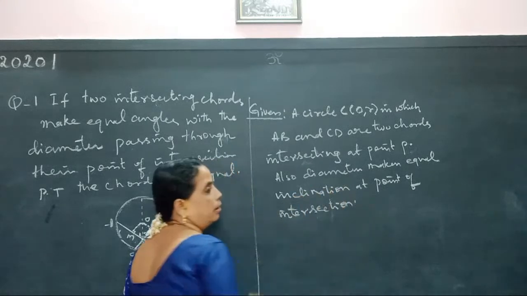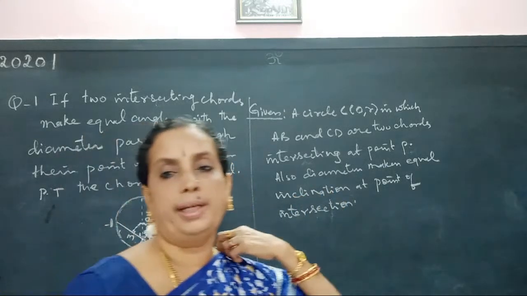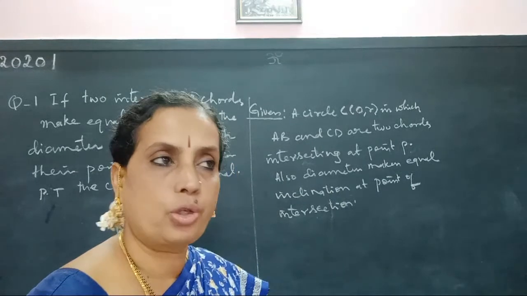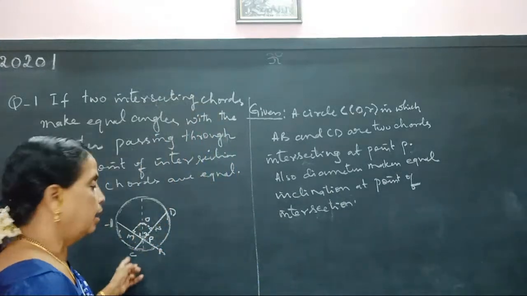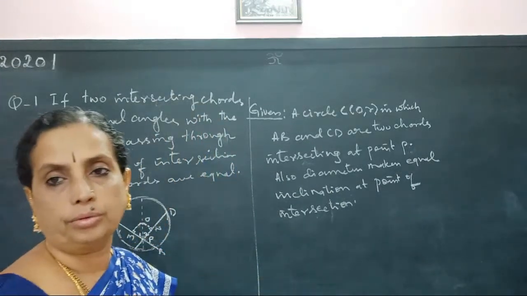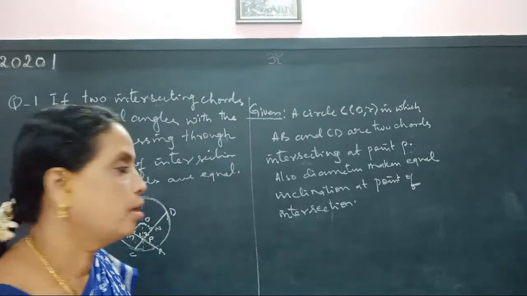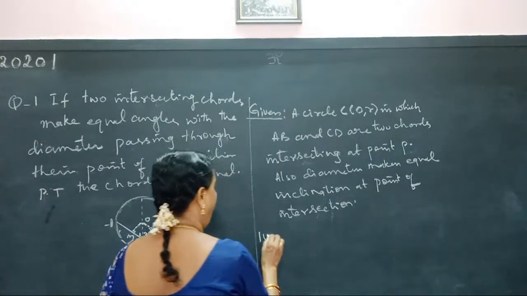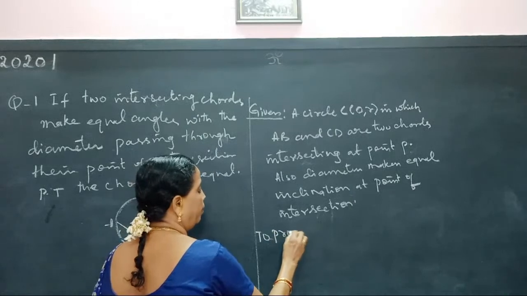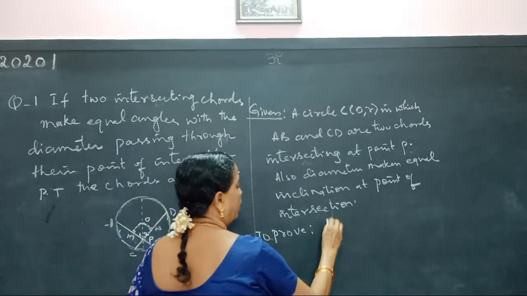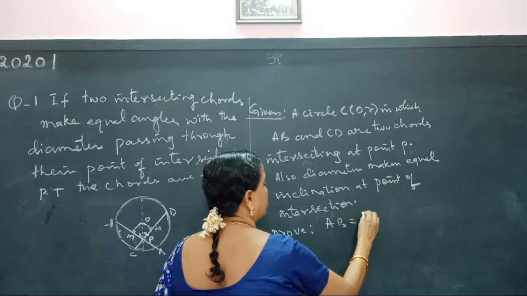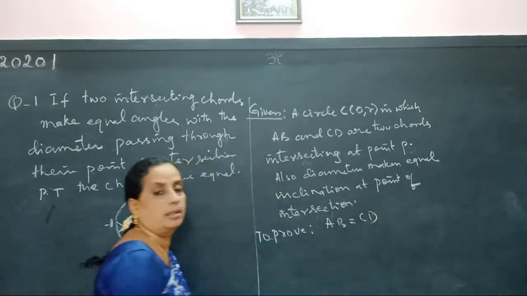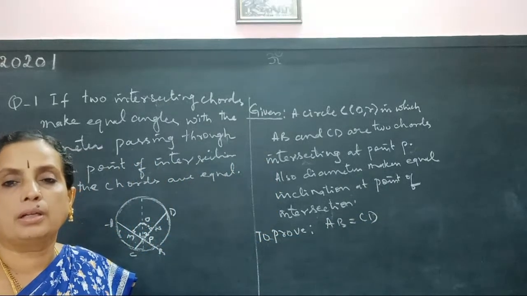If it is not possible, if you feel it is difficult, you can also mention angle 1 equals angle 2. That is also okay. To prove, what we have to prove? AB equals CD. That is, they are equal chords.